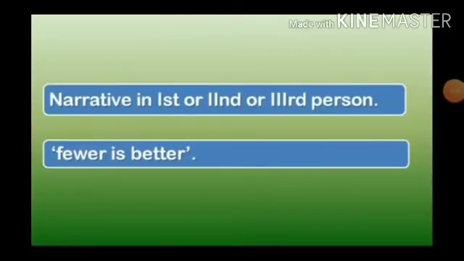You can also use narratives, and it can be in the form of first, second, or third person. Whichever person you are using as the narrative, you should maintain it throughout the story. And fewer is better is the golden rule of writing stories. Means you should not use so many characters, because it will make the story complicated, and you will have to unnecessarily stretch the story. And as you are writing a short story, you should use fewer characters.